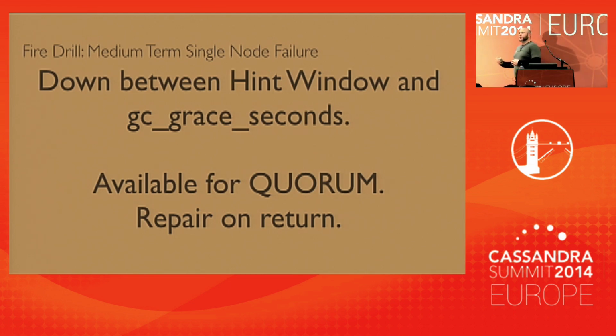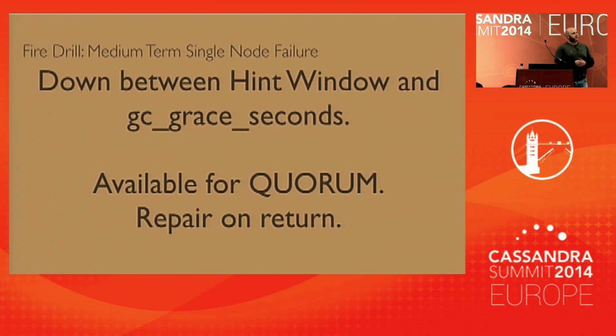Next thing is a medium-term failure. Hint window is how long we record hints for after a node has gone down. If a node is down for less than GC grace seconds, we can return it to the cluster. The next step is for when it's longer, and we'll find that one out. So we can bring it back into the cluster, but we can't rely on hints, so we have to do a repair.